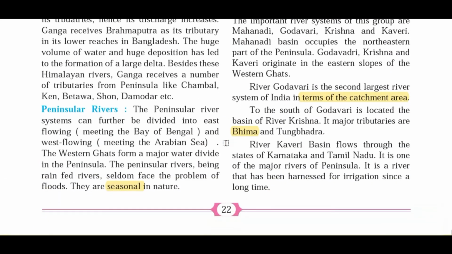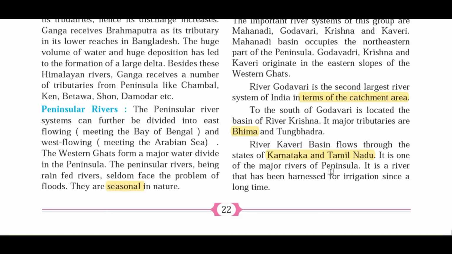Then we have river Kaveri, and its basin flows through the states of Karnataka and Tamil Nadu. There is a dispute between these two states regarding the distribution of water of Kaveri. There are some dams in Karnataka, and some dams in Tamil Nadu also. So there is a water dispute going on between these two states, and that's why this river has been very much in the news for a long time.